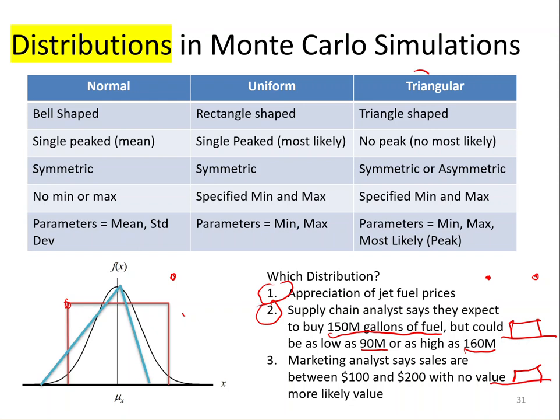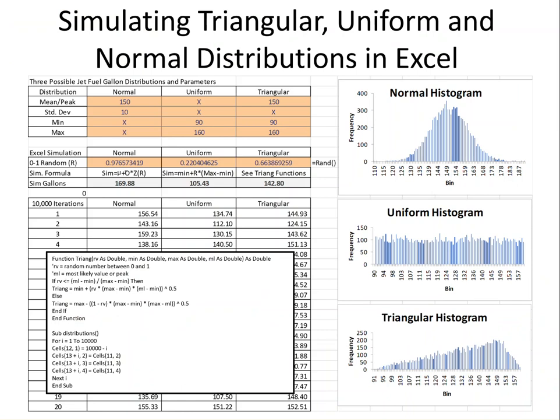However, in the second one, what if they say they're going to buy 150 gallons of fuel, and that's the expected value, and it could be as low as 90 or as high as 160? Well, then I would just use a triangular distribution. So anytime you have a central tendency or an expected value, I will use a triangular distribution. And if the high number is just as likely as the low number, I'll use rectangular. So let's go ahead and do some modeling on these three distributions.